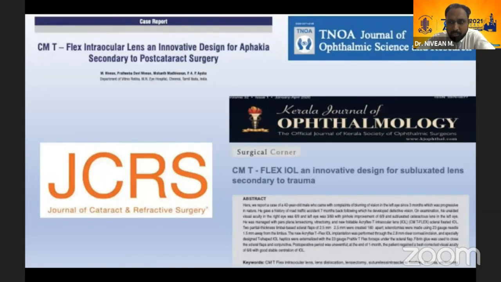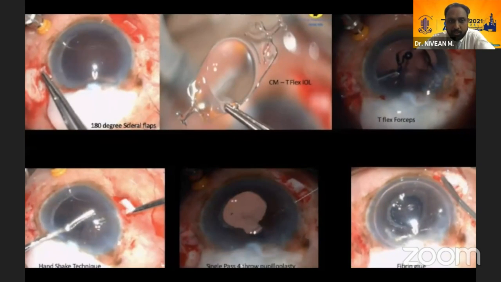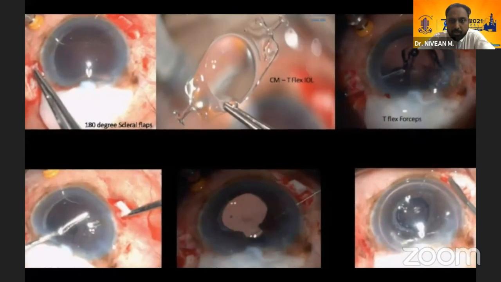So we have also done it in a lot of traumatic patients where the iris is not there. So this is one of the cases, a post-traumatic eye, which came to us for a secondary IOL. I have only the pictures, as you can see. So we had to do the CMT Flex IOL, and also because of the superior iris defect, we did an SFT also, and then the patient is doing well.